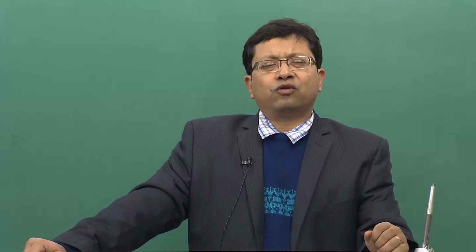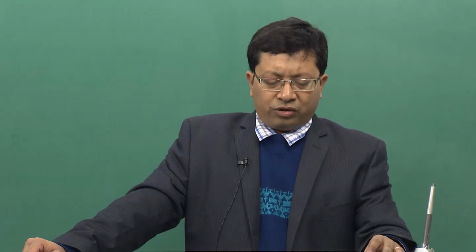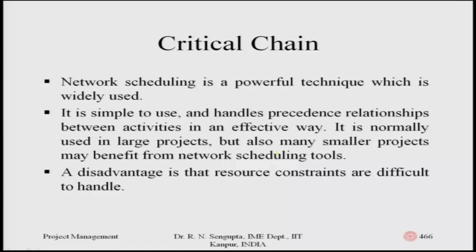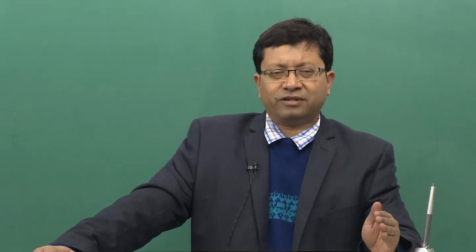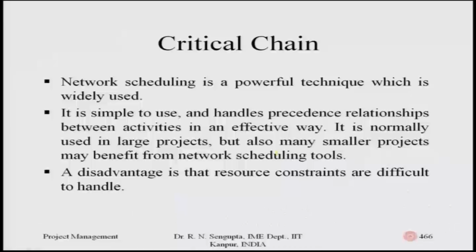So, we will very briefly go through the concept of theory of constraints and critical chain. Network scheduling is a powerful technique which is widely used. We have seen that it is simple and handles precedence relationships in a very nice manner, as we saw using the Gantt chart, PERT, CPM, and further on GERT. And just briefly, in a few minutes, I mentioned Q-GERT, because considering it in full would become a subject by itself. It is normally used in large projects, but many smaller projects may also benefit from network scheduling. A disadvantage is that resource constraints are difficult to handle.